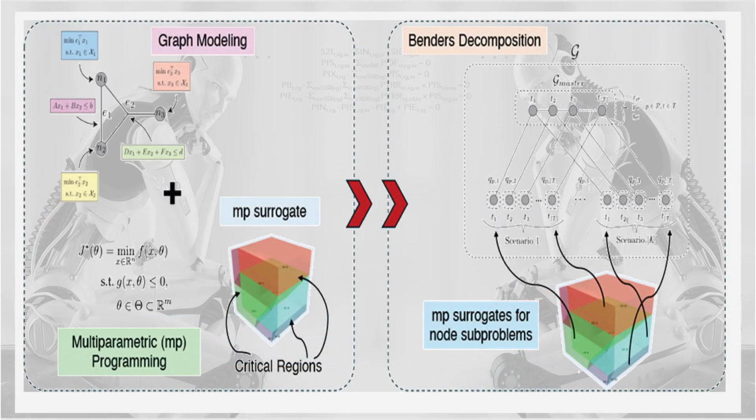A key innovation is the incorporation of multiparametric programming, MP, surrogates for the subproblems in the nodes, which represent the exact analytical map of the subproblem-solving space. The use of MP surrogates allows subproblem solutions to be replaced by quick lookups and function evaluations, for primal and dual variables during the iterative BD process.